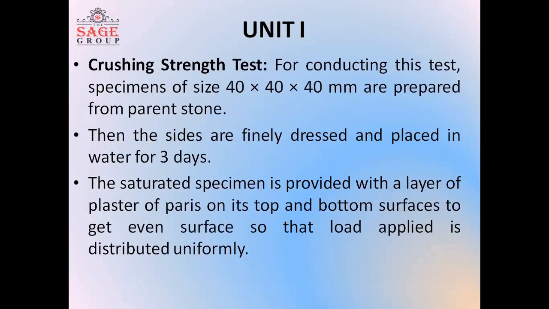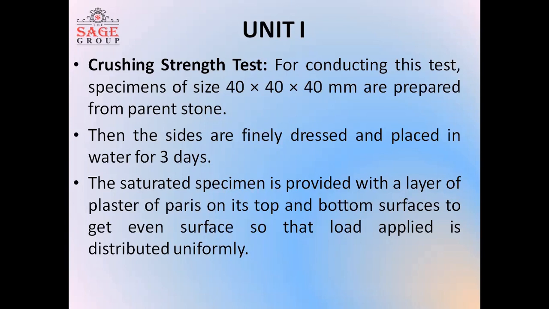So the first test is the crushing strength test. In this test, a random sample having a size of 40 mm by 40 mm by 40 mm is taken from the parent stone. Then the sides of the stone are finely dressed and it is placed in water for 3 days. That means the dressing work is done so that an even surface of the stone can be obtained, giving it a regular, stable shape and uniform surface, and then it is placed in water for 3 days.